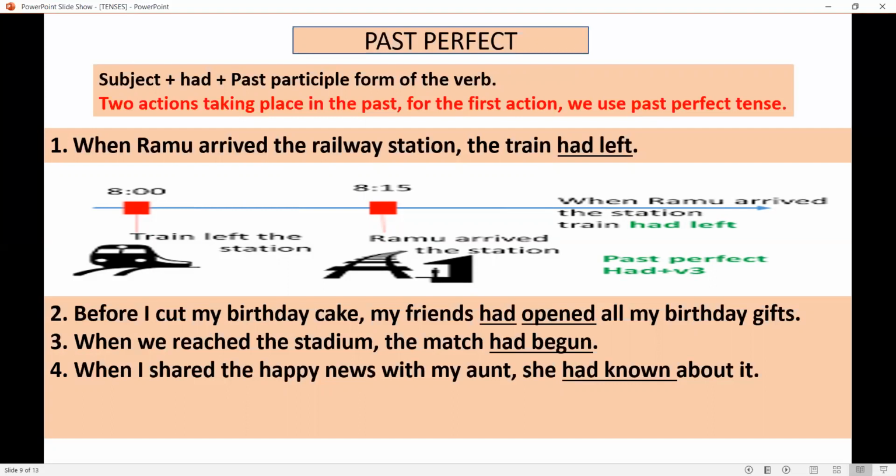Look at this example. When Ramu arrived the railway station, the train had left. So maybe the train had left at 8 o'clock and Ramu arrived the station at 8:15 or 8:10. So by that time, the train had left. So the first action is the train leaving the station. That is why, in order to mention it clearly, we use past perfect tense with the first action.